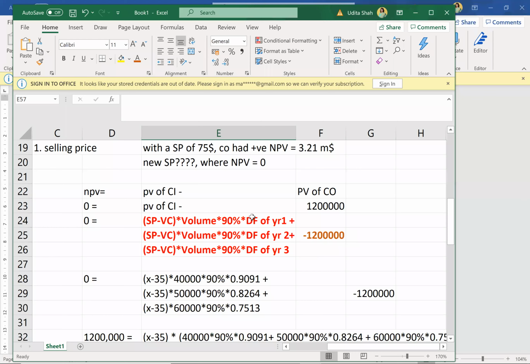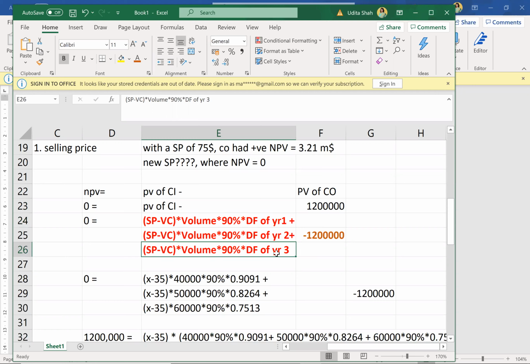Okay, so now guys pay attention. The NPV formula still remains the same: NPV equals PV of cash inflow minus PV of cash outflow. Cost per unit will not affect my initial investment, so again this will be PV of cash inflow minus 1.2 million. PV of cash inflow, how did I do it? Selling price minus variable cost, into volume, into 90%, into discounting factor of year 1.